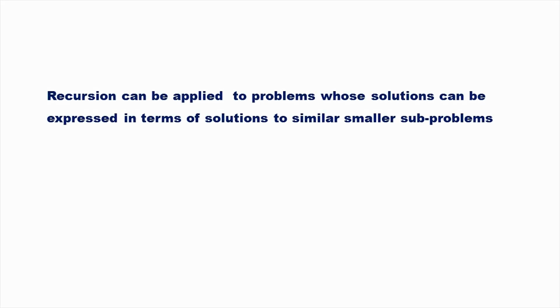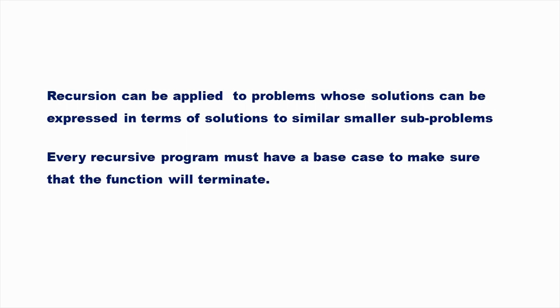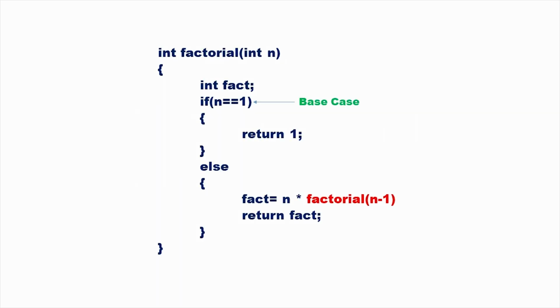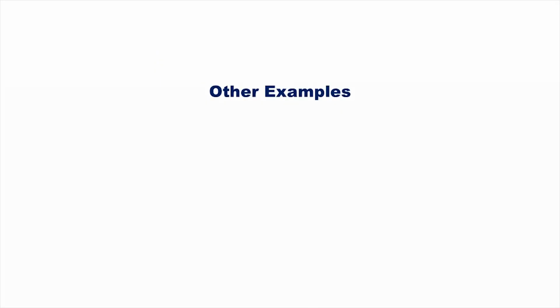Recursion can be applied to problems whose solution can be expressed in terms of solutions of smaller subproblems. Every recursive program must have a base case to make sure that the function will terminate. In case of factorial, n equal to 1 is the base case. Let us see a few other examples that can be solved using recursion.